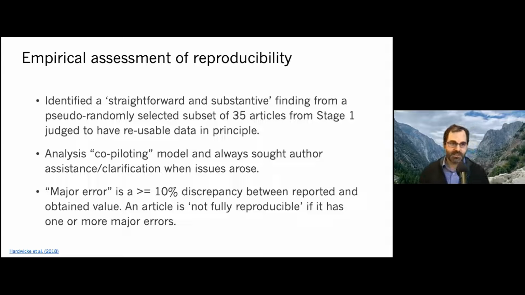So what we did was identify a straightforward and substantive finding from a pseudo-random subset of 35 articles. So these were articles where we had, in principle, reusable data, and we identified an outcome that we were going to try to reproduce, a numerical outcome or set of outcomes. These had to be straightforward enough that they were covered in an introductory stats textbook. So an undergraduate level textbook: ANOVA, t-test, linear model, and so forth. It couldn't be a complex model or a reinforcement learning algorithm or something like that.